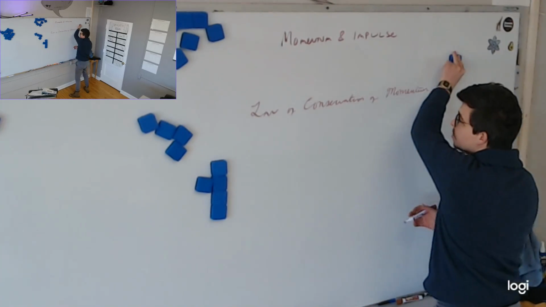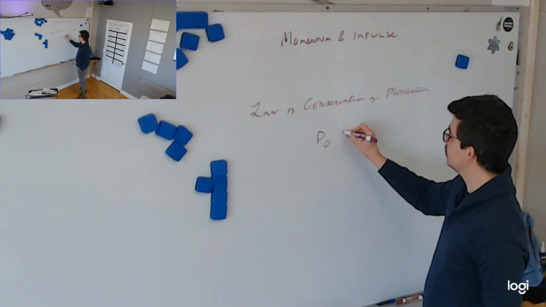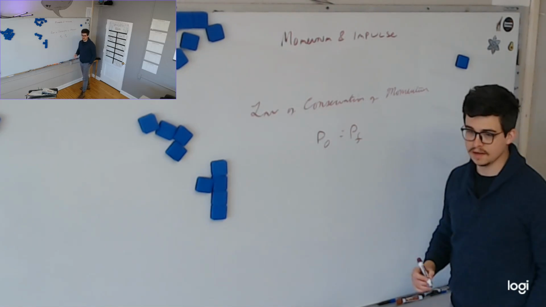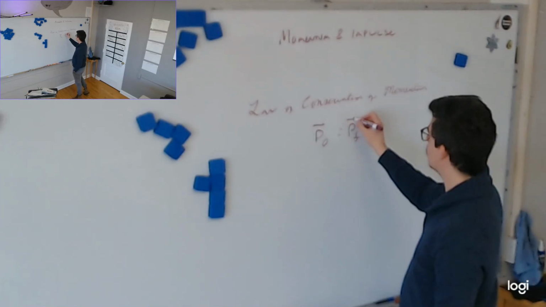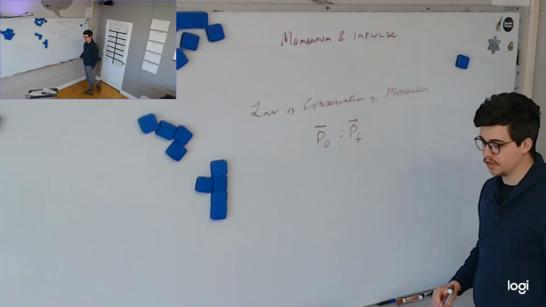It's got an extremely simple equation. P initial equals P final. That's it. The initial momentum is equal to the final momentum, period. Remember that momentum is a vector quantity and has direction. So the direction is also conserved.